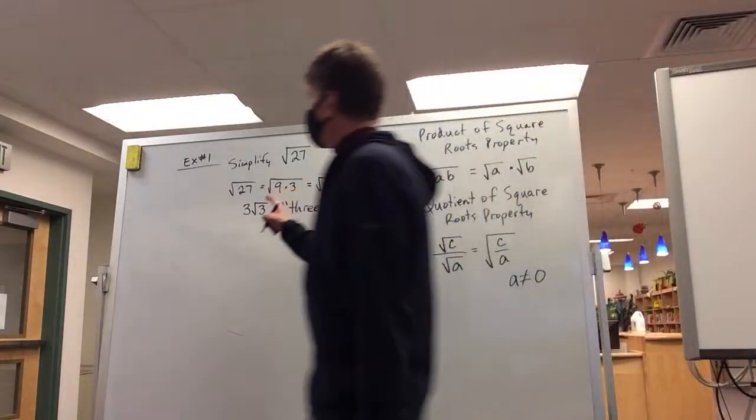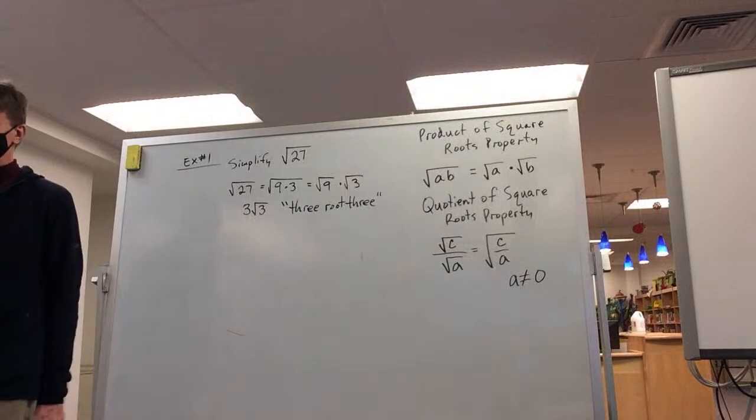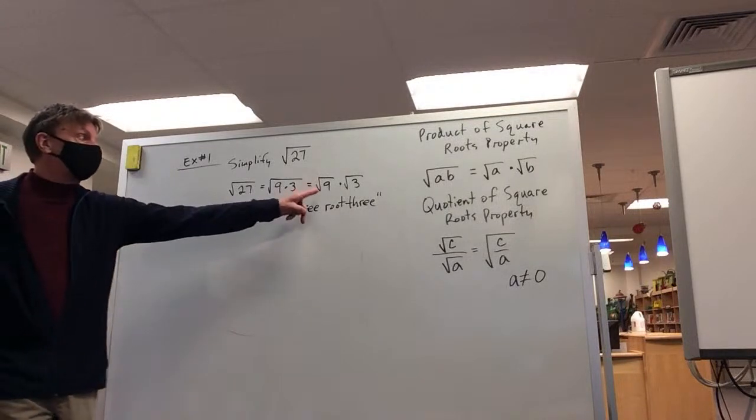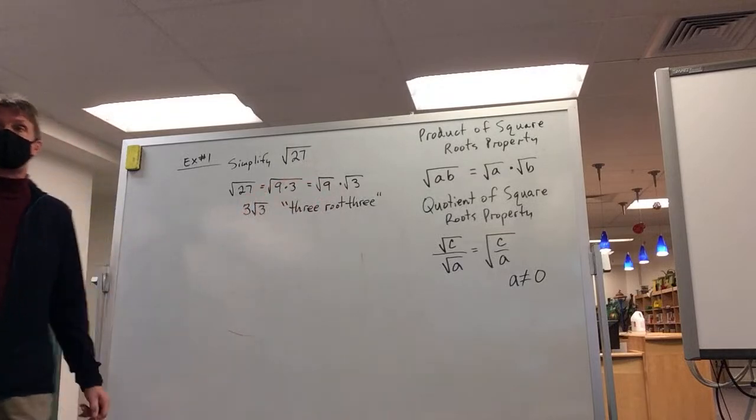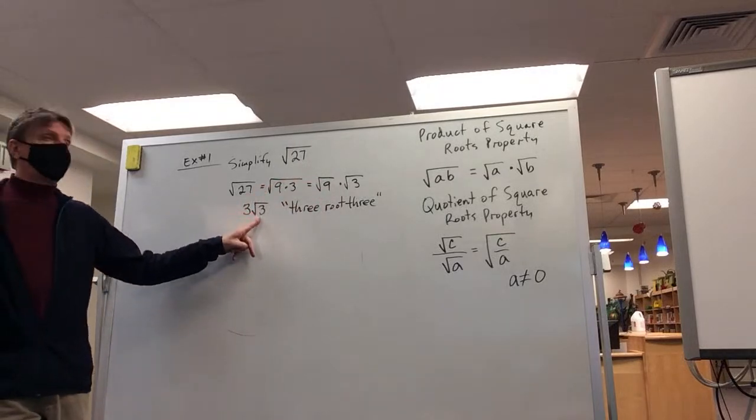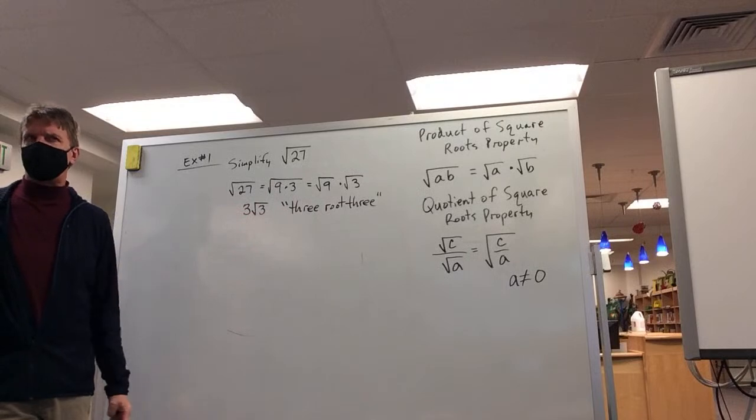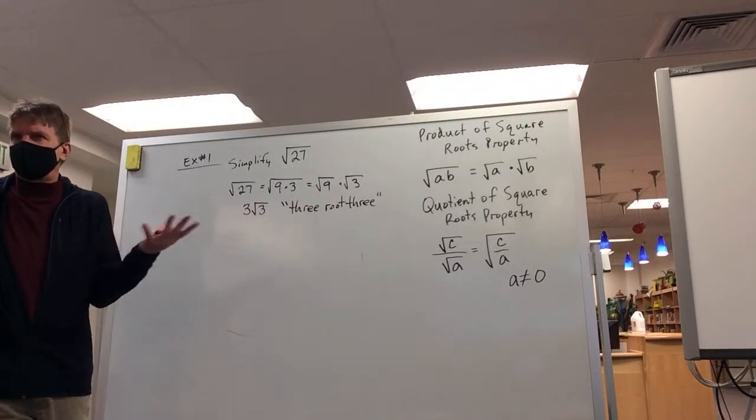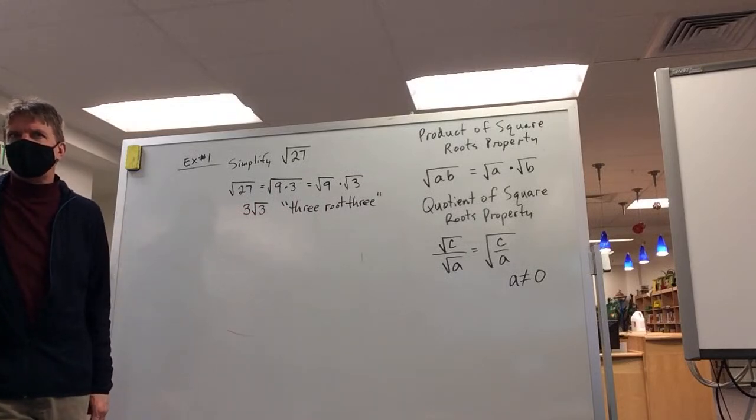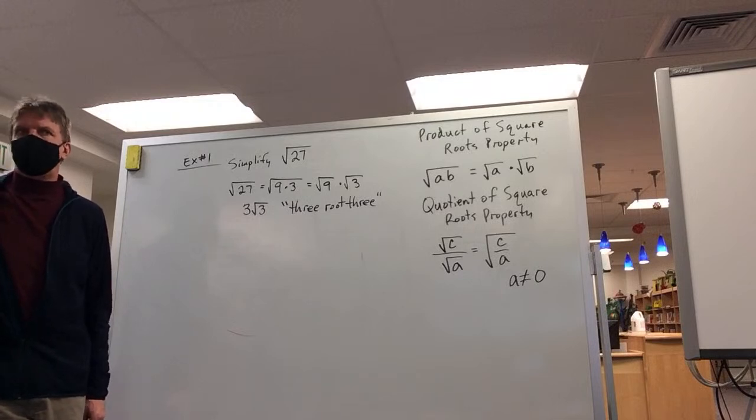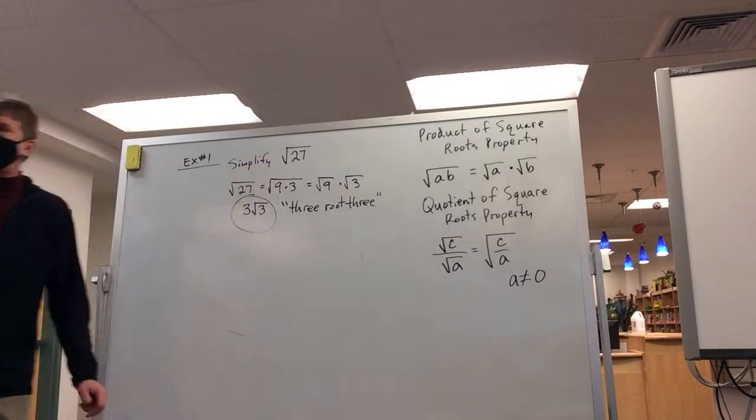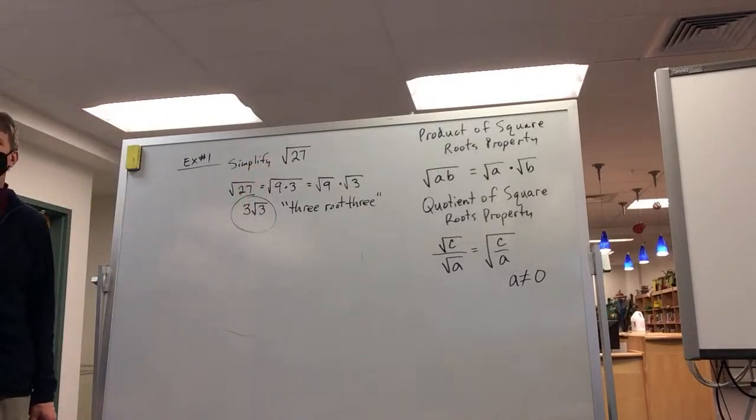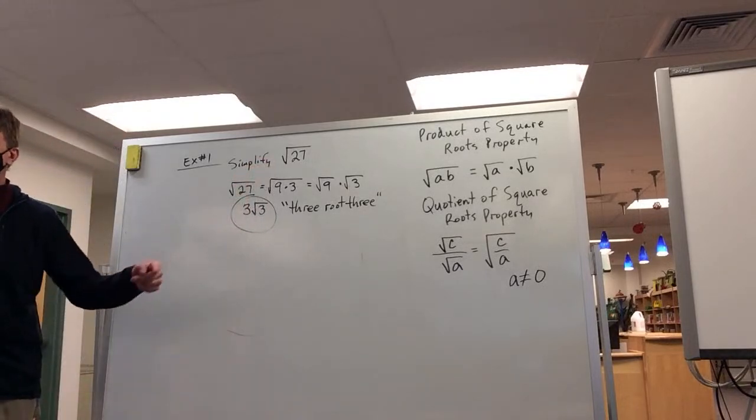Which is the same as 3 times the square root of 3. Because that's what we've got here. We've got the square root of 9 times the square root of 3. So this is 3 times the square root of 3. And then the square root of 3, can that be further simplified to be multiplied by a perfect square? It can't be. So this here would be the simplified form of root 27. Or the square root of 27.